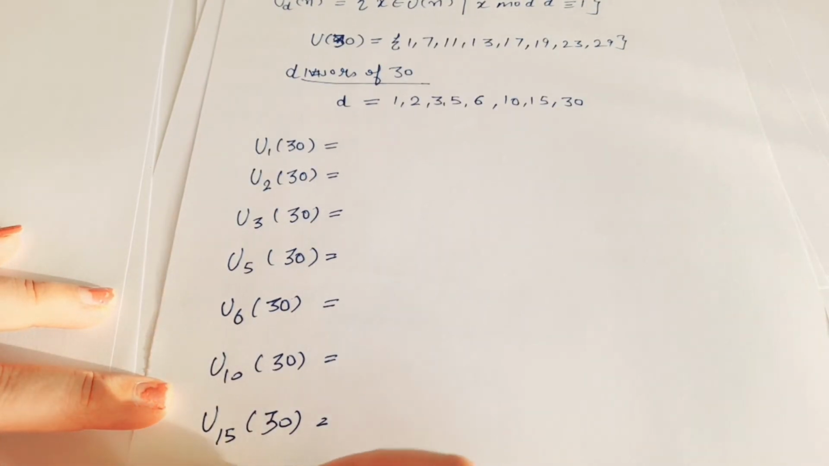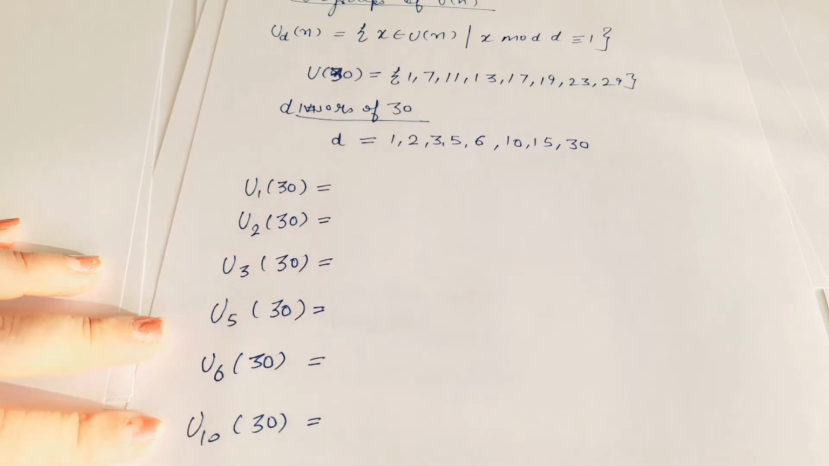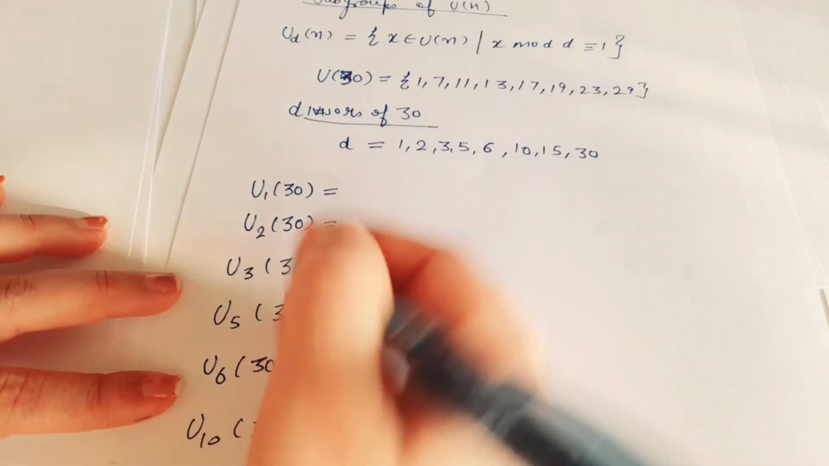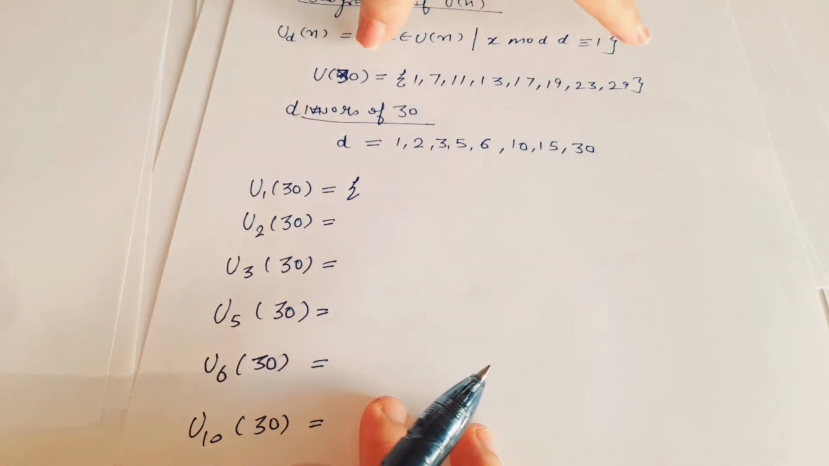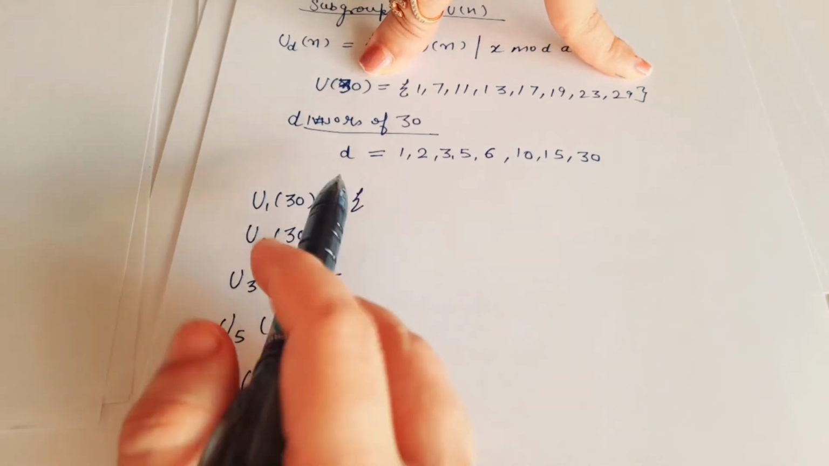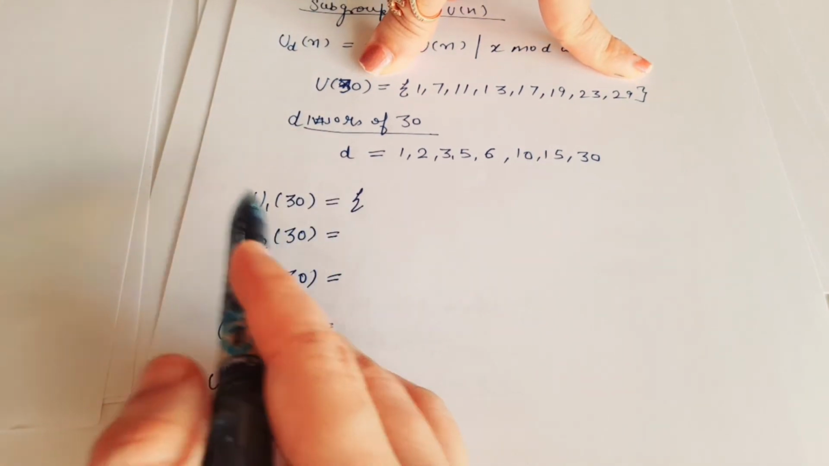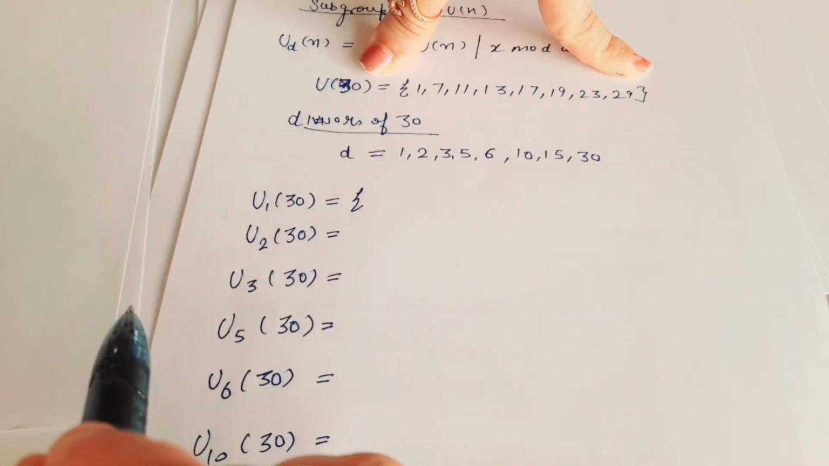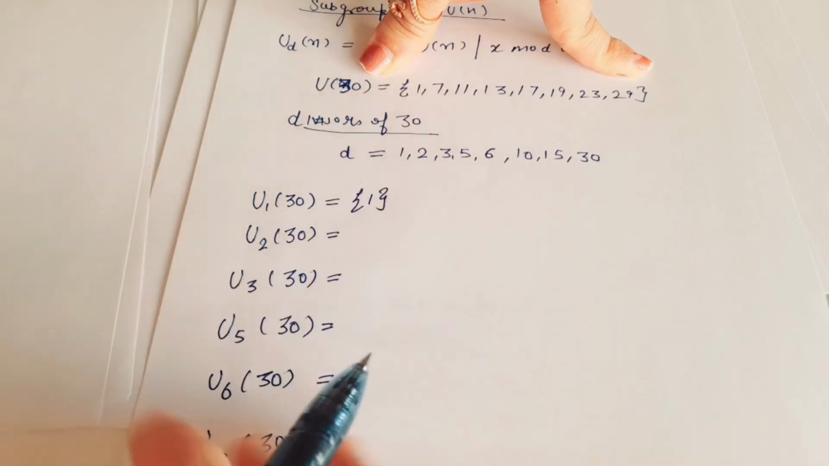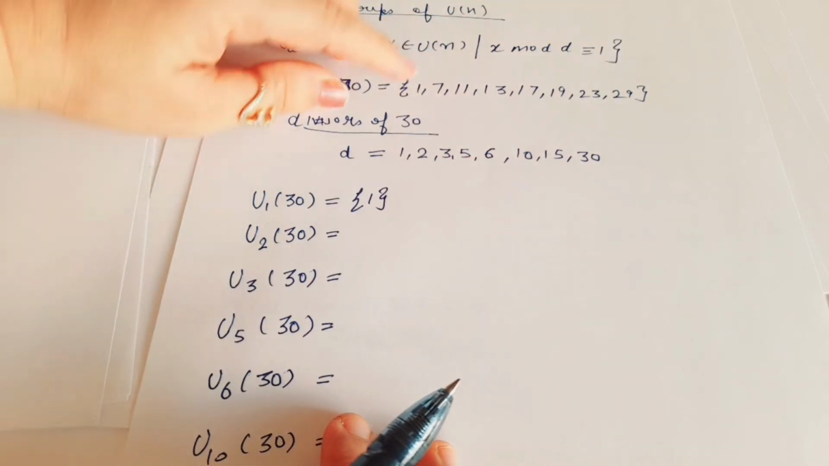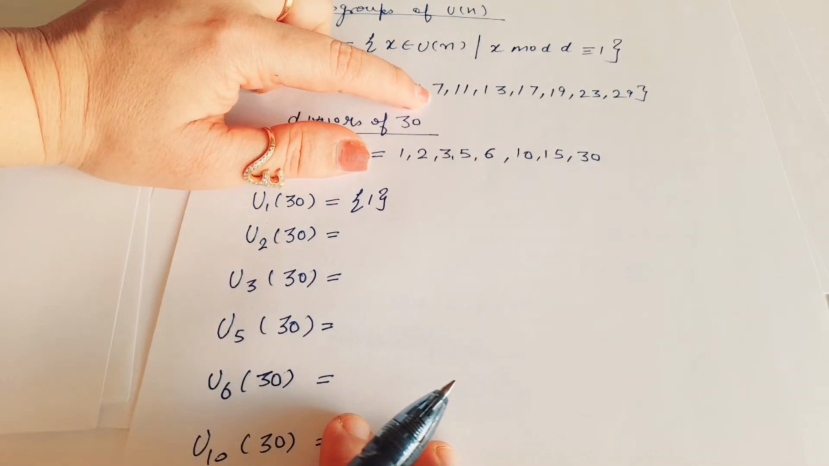U30 of 30. And this is very easy to make these subgroups. How? Now you will divide. You will see these elements only, U30's elements. Divide by 1 all elements. When you will get remainder 1, you will write here. So here only 1 will come, because all others will give remainder these only.